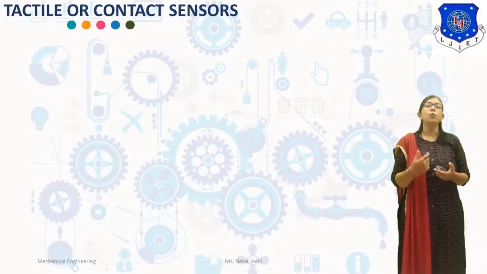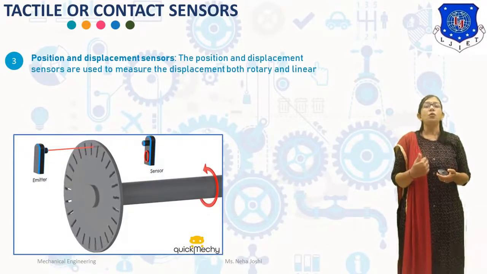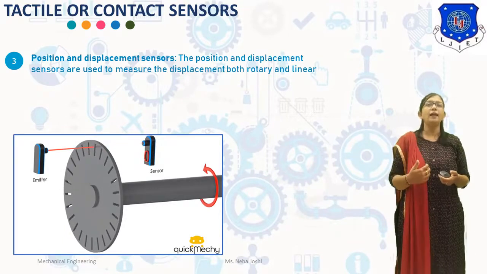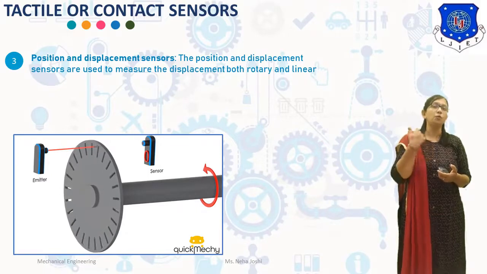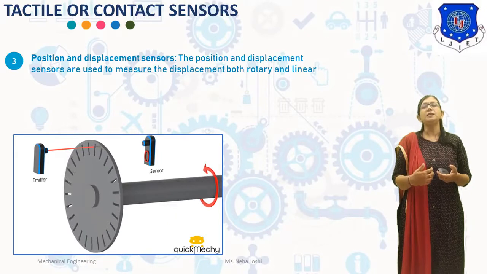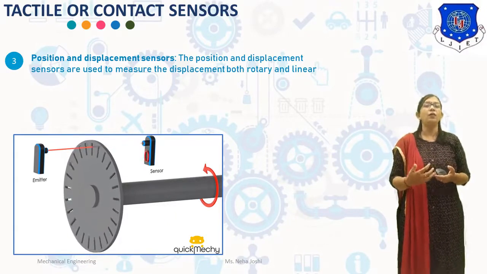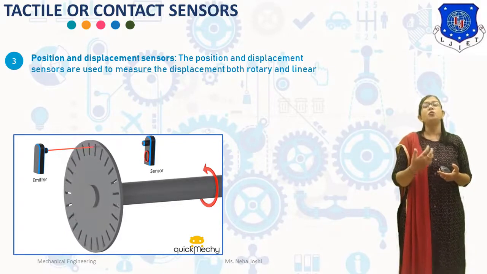The next one is position and displacement sensor. Now, what is a position and displacement sensor? The position and displacement sensors are used to measure the displacement, both rotary and linear displacement. Examples of displacement sensors are potentiometers, encoder, linear variable differential transformers, resolvers.